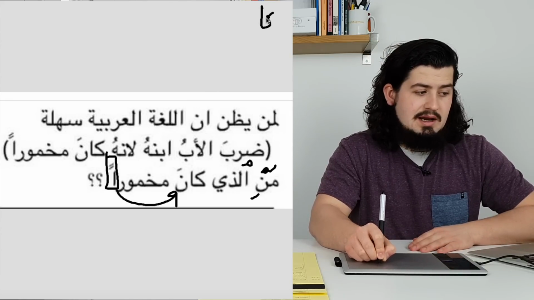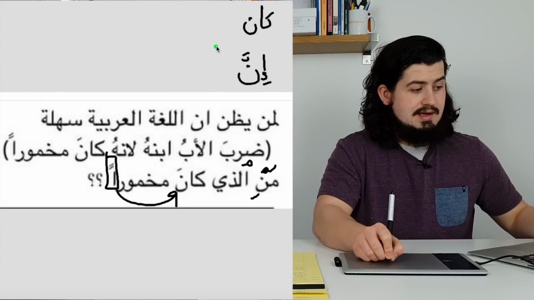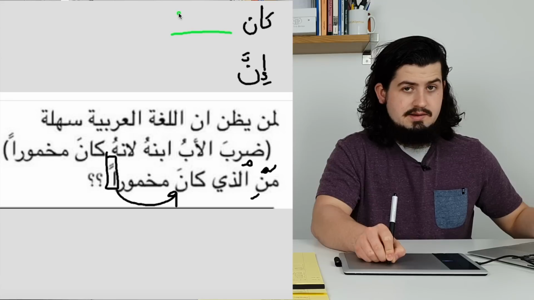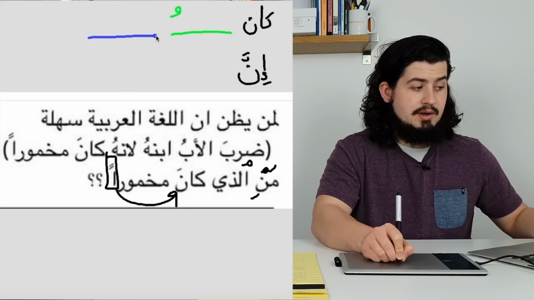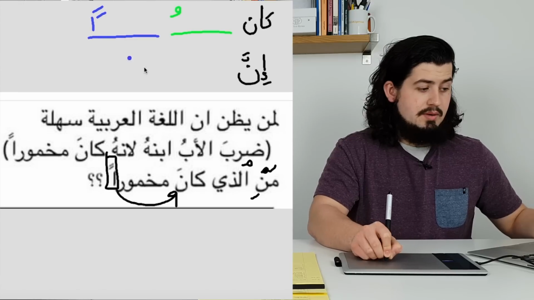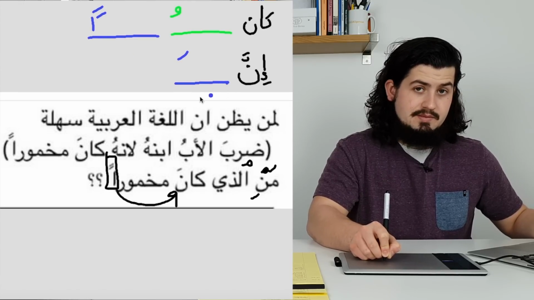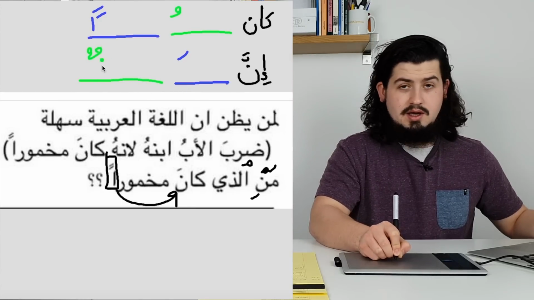Okay, Kana behaves the opposite way of Inna and her sisters. You know, for example, let me show you what I mean by that. So we have Kana and we have Inna here. So with Kana, the rule is that the ism is marfu' and the khabar is mansub. But with Inna and her sisters, it's the opposite. Okay, so the ism is mansub, but the khabar is marfu'.